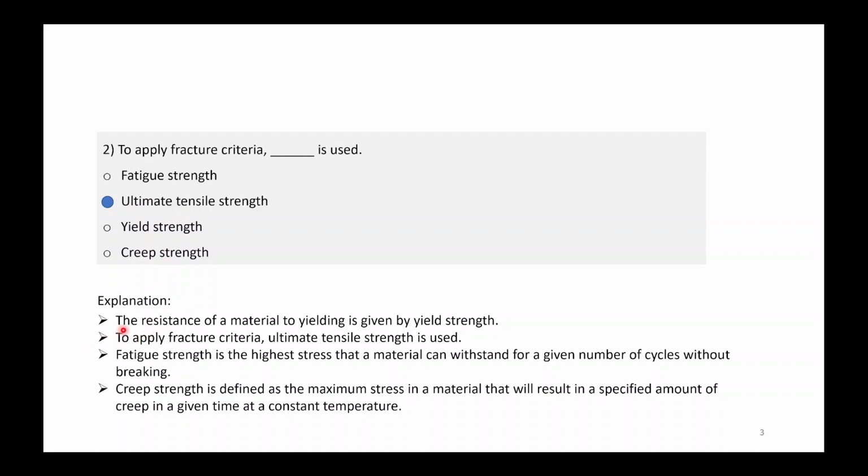The resistance of a material to yielding, meaning it will start showing some plastic deformation, is given by yield strength. And to apply fracture criteria we'll be using ultimate tensile strength. Fatigue strength is the highest stress that a material can withstand for a given number of cycles without breaking; in this case we'll be using a cyclic type of loading. And creep strength is defined as the maximum stress in a material that will result in a specified amount of creep in a given time at a constant temperature.